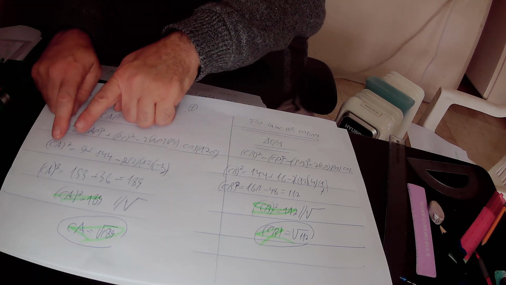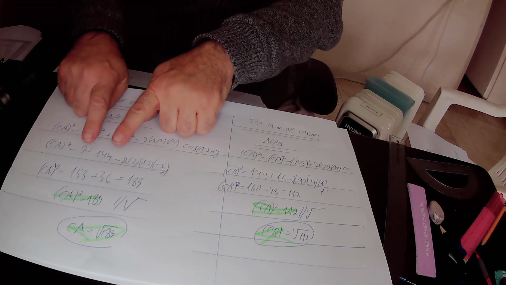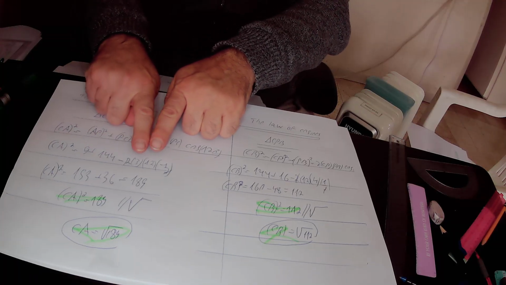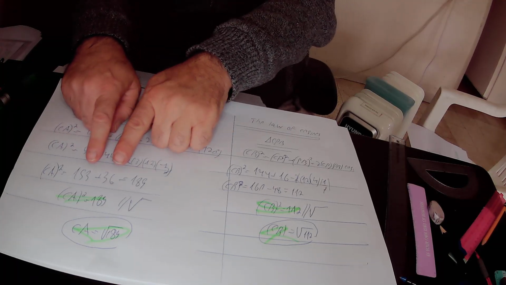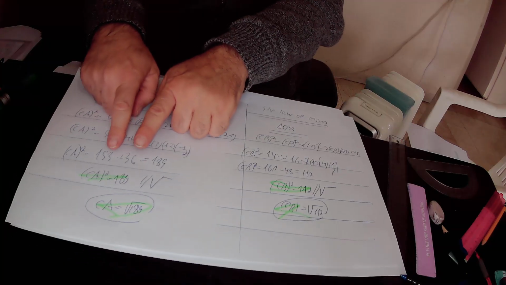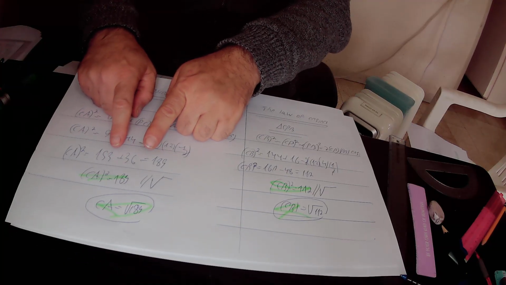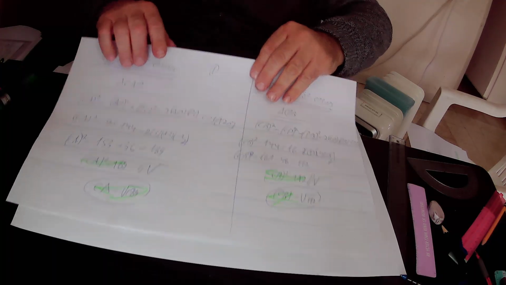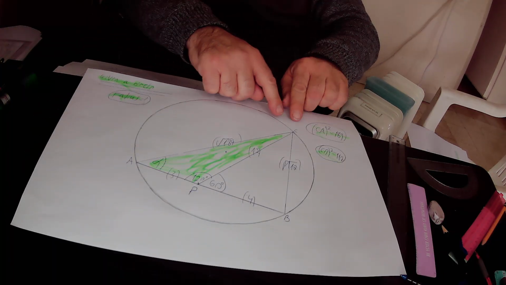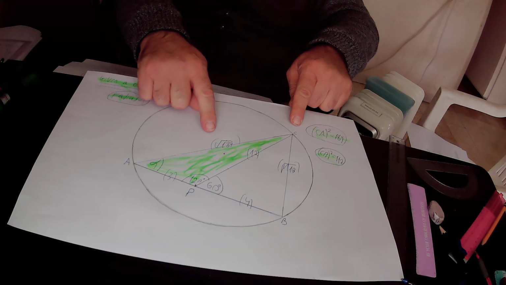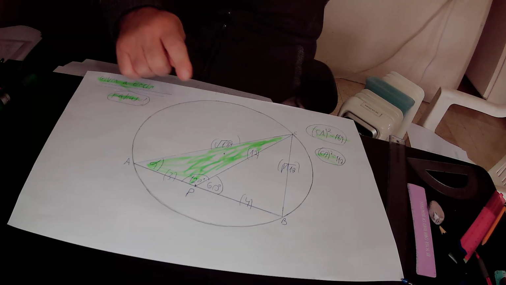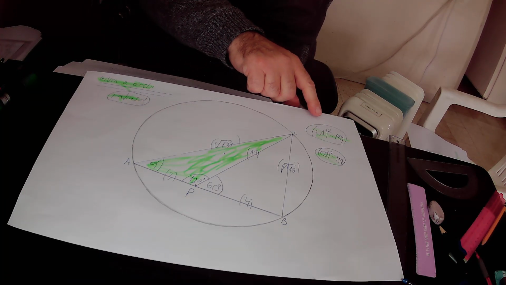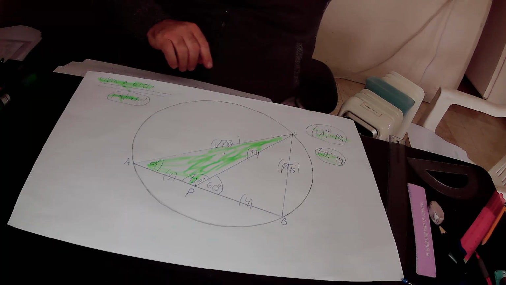So in total, we found out that CA squared equals 153 plus 36, that is 189. CA squared equals 189. If we take the square root of both sides, we find that CA equals the square root of 189 units in length. This is the missing side CA, equal to the square root of 189 units in length, and CA squared equals 189.